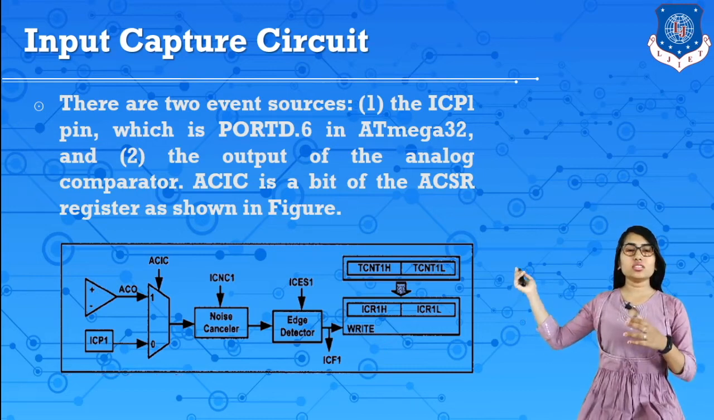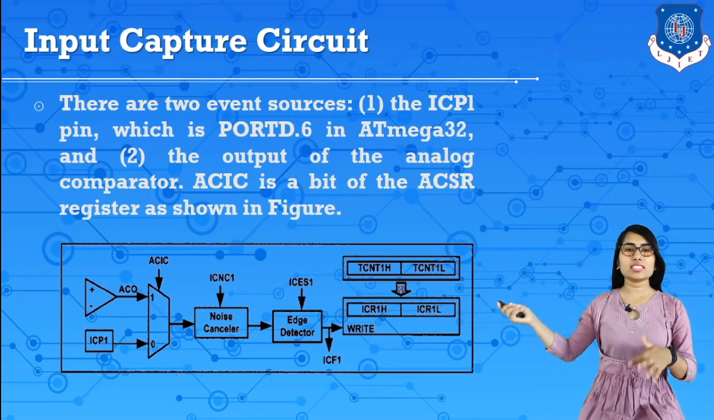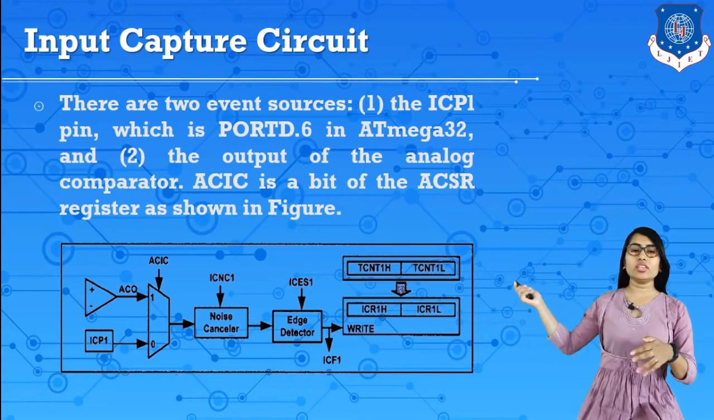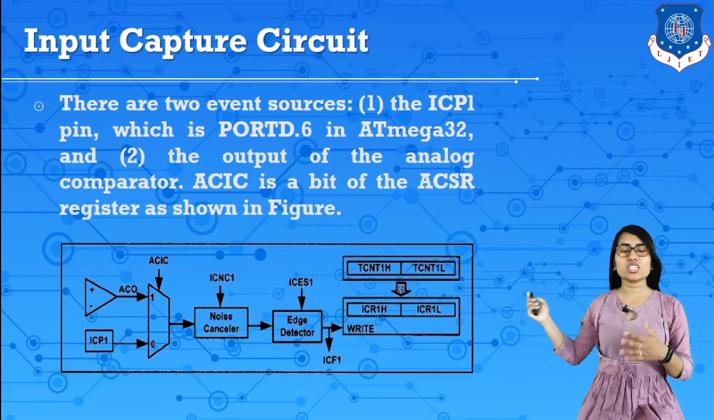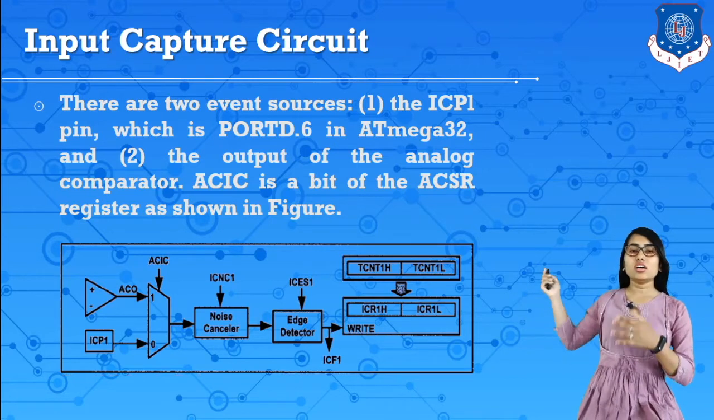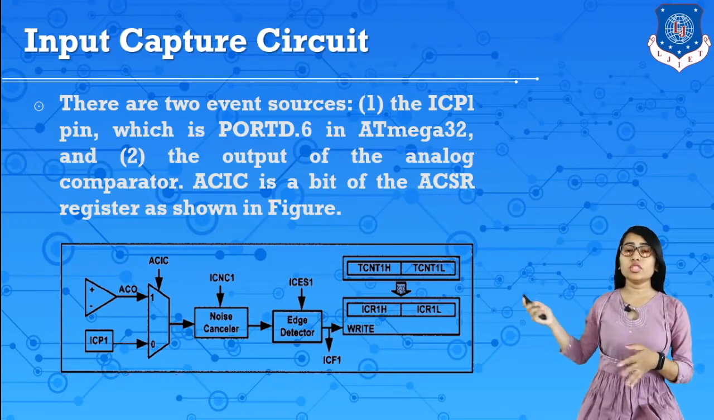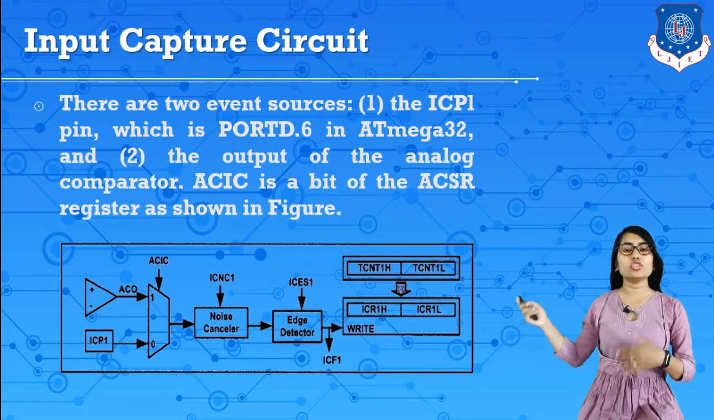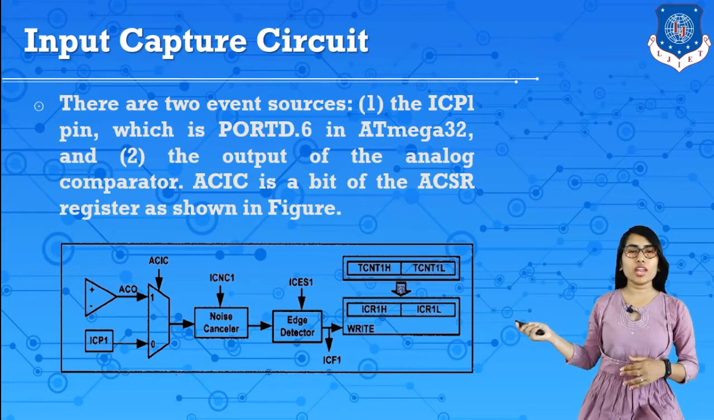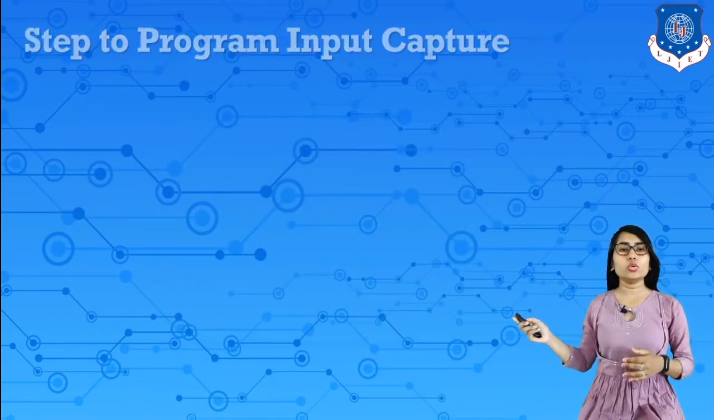So for this input capture function, the ICP1 pin is provided with Port D.6. Now here the noise canceller and edge detector are there, and Timer 1 has TCNT1H and TCNT1L, TCCR, and the ICR1H and ICR1L registers. So using these counter values, the ICP1 pin and the ICF flag, we can perform input capturing.